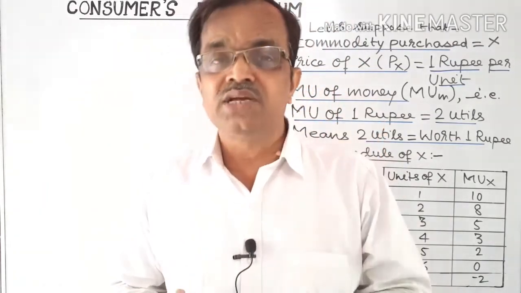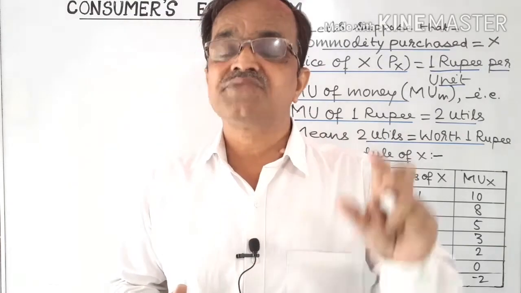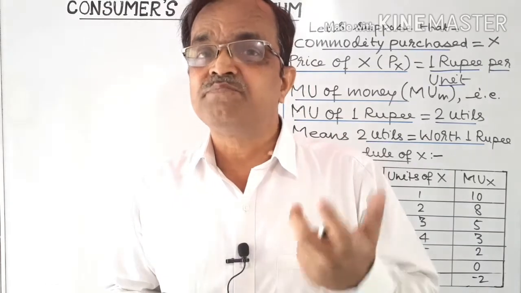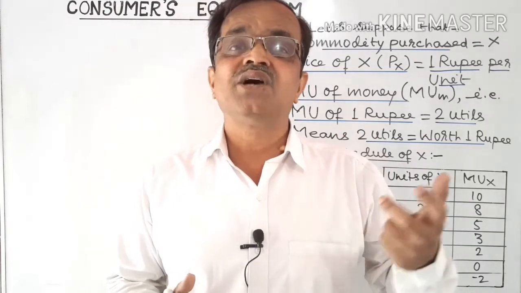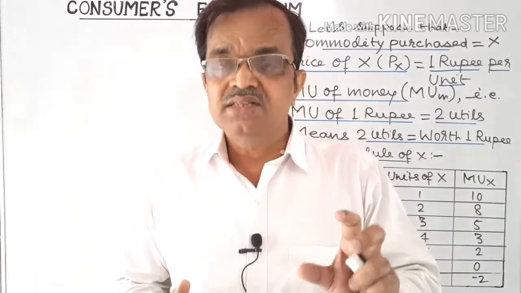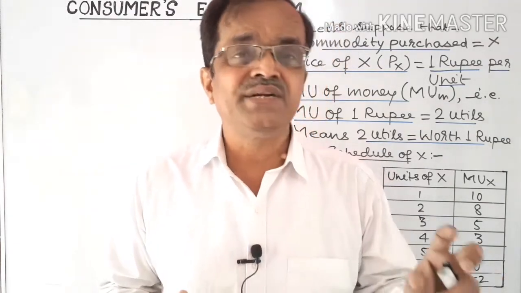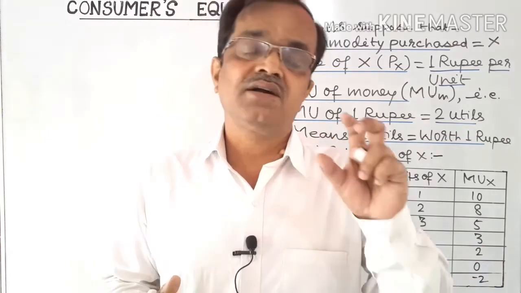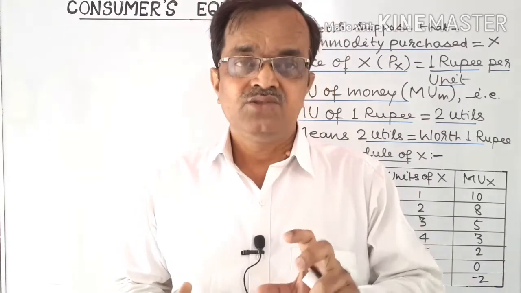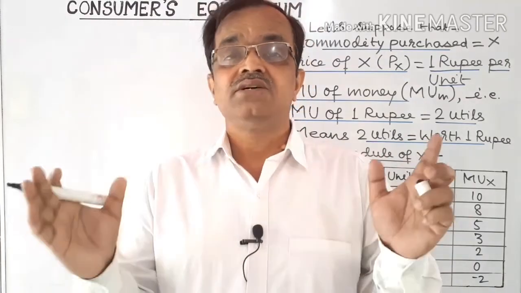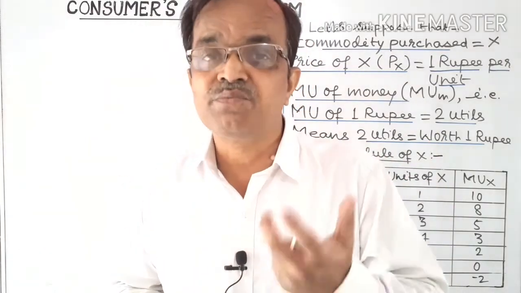Because we know that the util is the unit of satisfaction or utility, but the rupee is the unit of price, that is, price is expressed in terms of rupees, but the satisfaction is in terms of utils. The two units are different, and that's why a comparison cannot be made. So for making a comparison and to reach a concrete conclusion, the units of the two quantities should be the same.